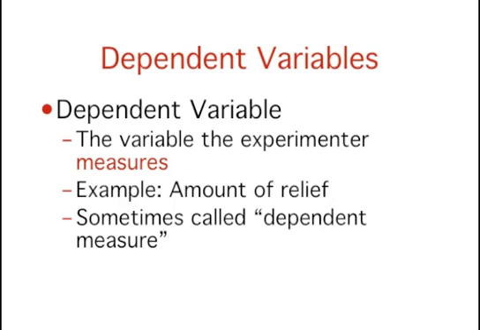In this example about antidepressants, the experimenter seeks to determine the effect of the independent variable, type of antidepressant, on the level of depression. The measure of the severity of depression is the dependent variable. The dependent variable is used to assess the effect of the independent variable. Dependent variables are sometimes called dependent measures.